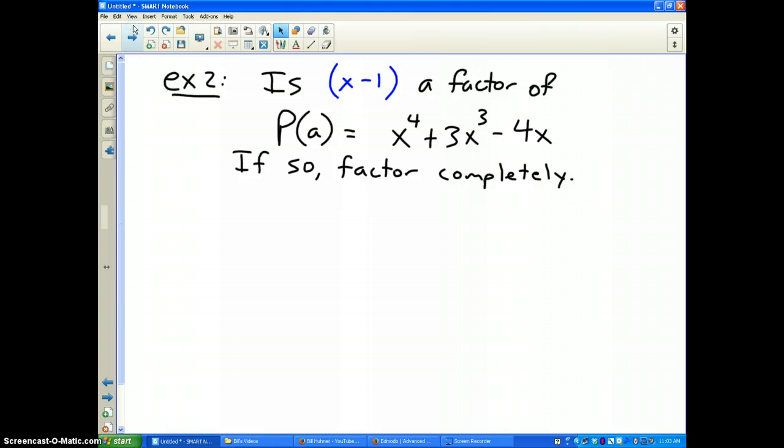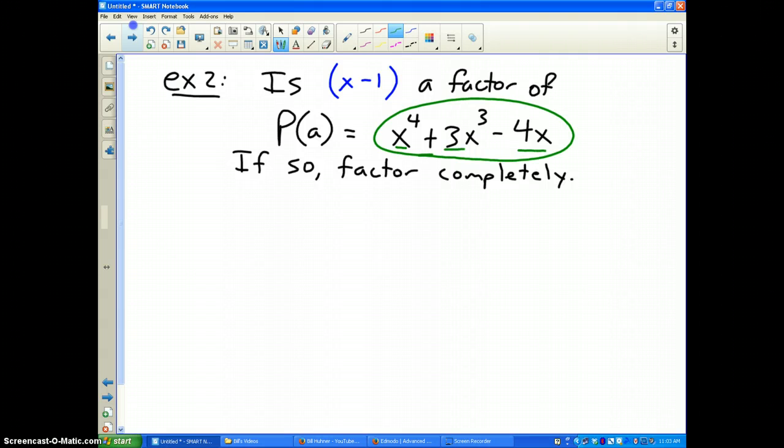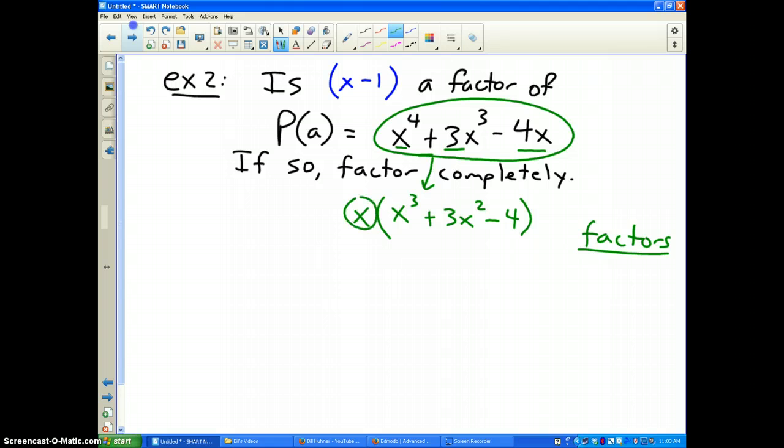Let's try another one. Is x minus 1 a factor of x to the fourth plus 3x to the third minus 4x? And then if so, factor completely. Well, the first thing I'm going to notice about my polynomial is there's an x in every term. So I can actually factor out an x. If I pull out an x, what's left? It'd be x to the third plus 3x squared minus 4. So on the side, again, I'm going to list all my factors. And my first factor is an x.